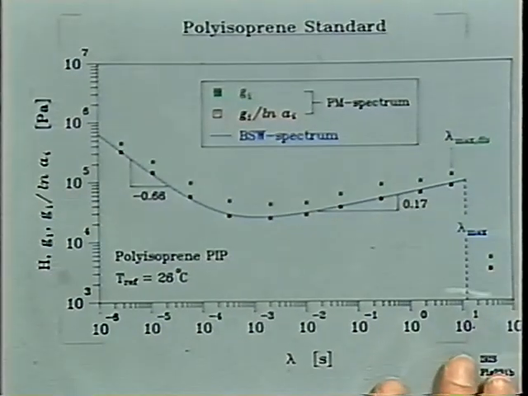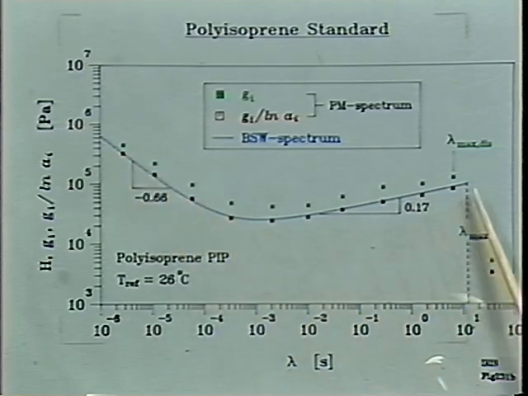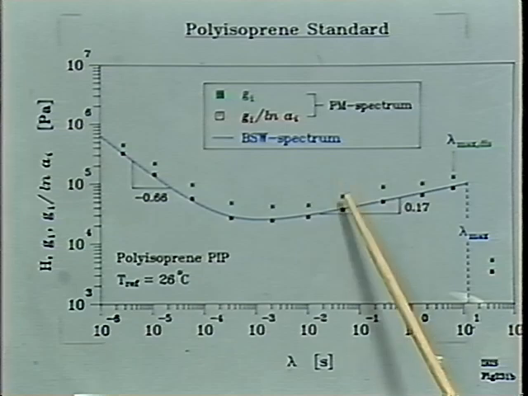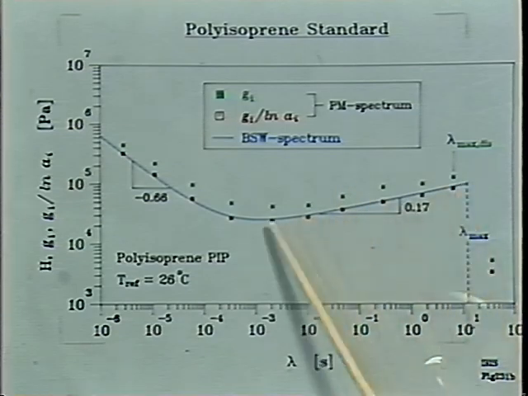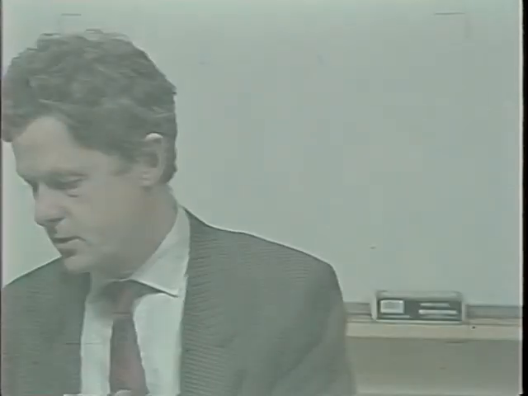And this is the spectrum of the polyisoprene standard. And again, you see the perfect fit. The green ones are the H values, and when they are normalized with the spacing, you see the red dots. And again, the spectrum has the same features. The slope is a little smaller than 0.2 here. We don't know whether this is real or where this comes from.